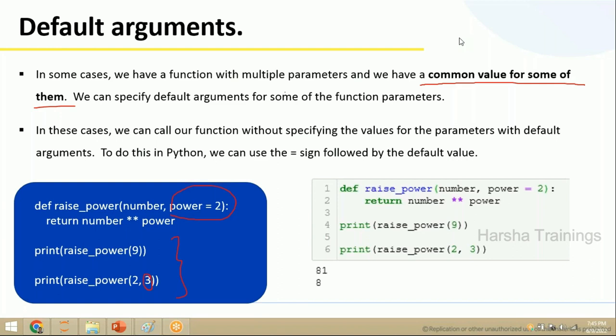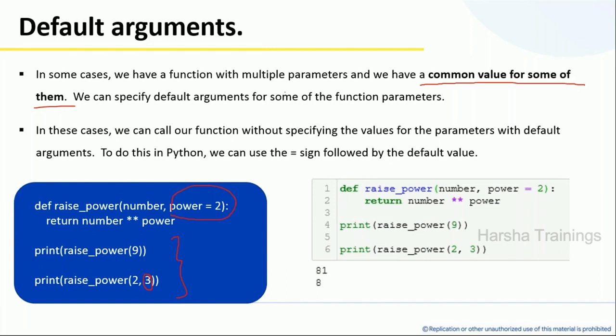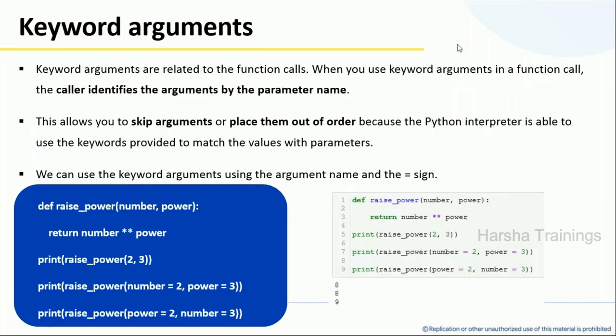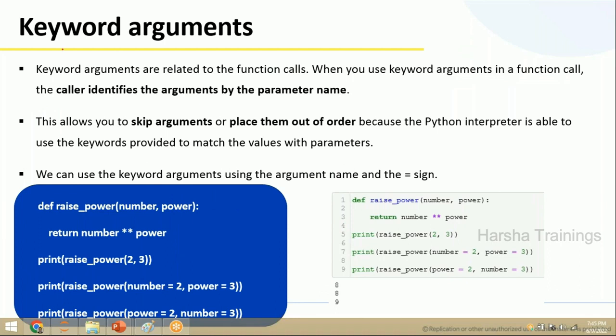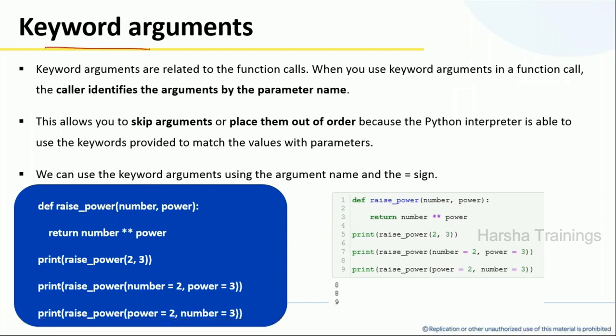Clear? Now, next one is keyword arguments. That is only available in Python, and no other languages have this concept. What is the meaning of keyword arguments? Now, as I already told you, both actual arguments and formal arguments are same. Look at here. Number is a formal argument, power is a formal argument.